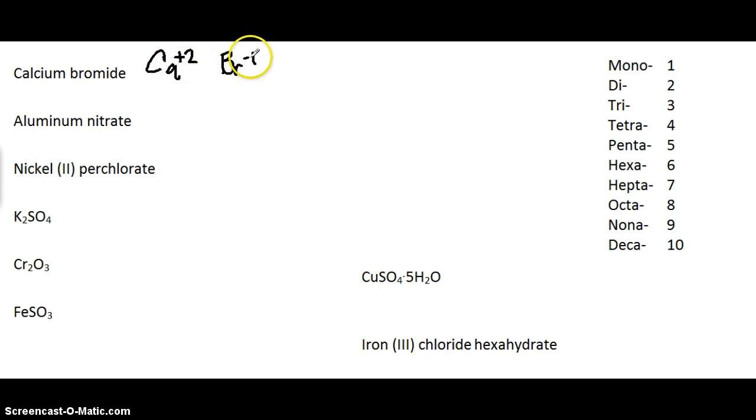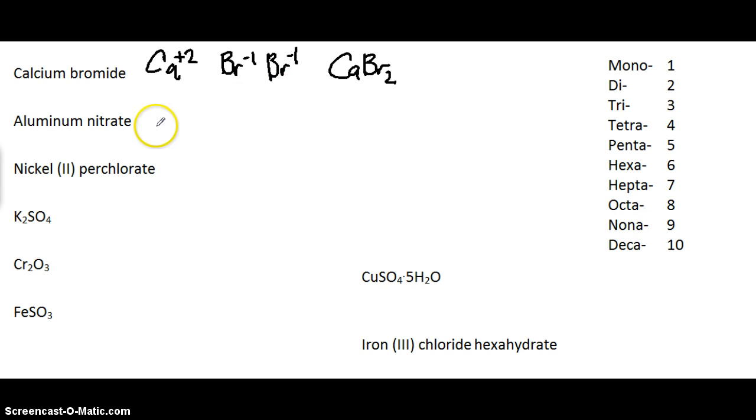Well, you'll notice 2 and 1 don't add up to 0, so I need another one of these bromides at -1. So I have one calcium at +2, and 2 bromides at -1 each gives me a total of -2. Now these do add up to 0, so I simply write my formula. I have 1 calcium and I have 2 bromides. I put the 2 to indicate there are 2 bromides in my formula. So this is the formula for calcium bromide.